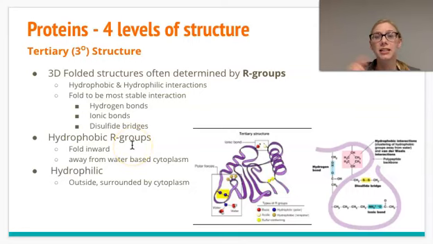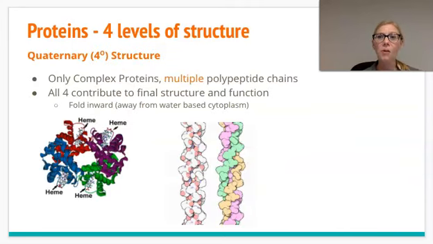Hydrophobic R groups tend to fold towards the inside of a protein because if we think about where these proteins are, they're in the cytoplasm, and cytoplasm is like water-based, so it's polar, right? So they're going to move away from the polar outside because they're hydrophobic. And then hydrophilic R groups are going to tend to be on the outside of the protein and be surrounded by the cytoplasm.